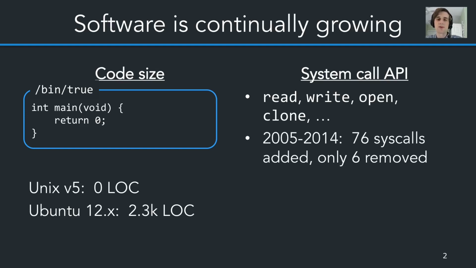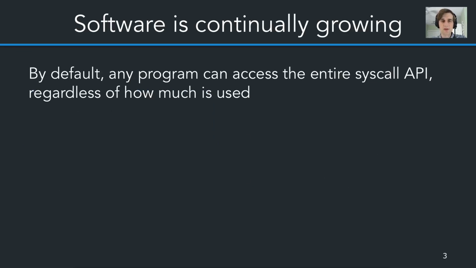In a study that examined the kernel source from 2005 to 2014, 76 syscalls were added, but only 6 were removed. In the latest stable kernel version, which is 5.8, the API has a total of 350 syscalls for x86-64. So there's a lot of functionality here. The size of this API is very concerning from a security perspective. By default, any program has access to the entire Syscall API, regardless of how many syscalls the program actually requires. This is a blatant violation of the principle of least privilege.